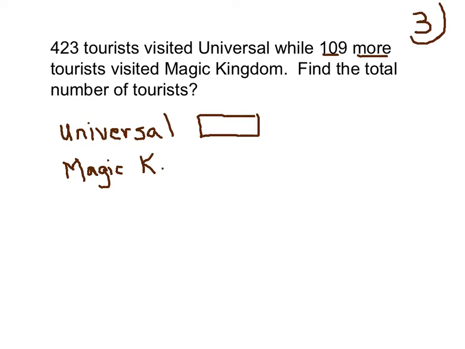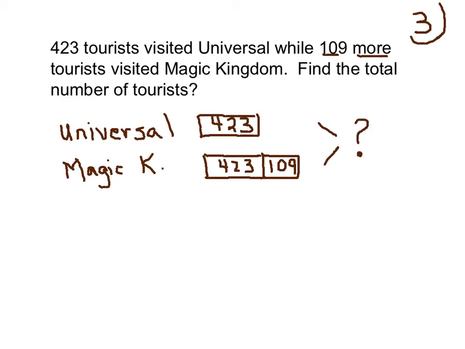Now we draw sentence by sentence. 423 tourists visited Universal. So this amount, I already know, it's 423. And 109 more tourists visited Magic Kingdom. So I give the Magic Kingdom the same amount that Universal has. And I know that that amount is 423. But Magic Kingdom has another 109. Find the total number of tourists. So I want to know how many tourists there are in all.